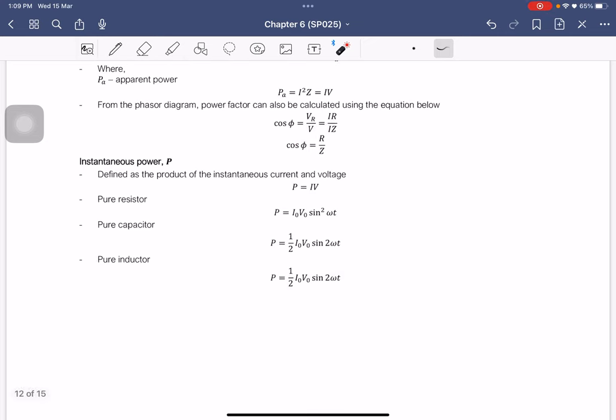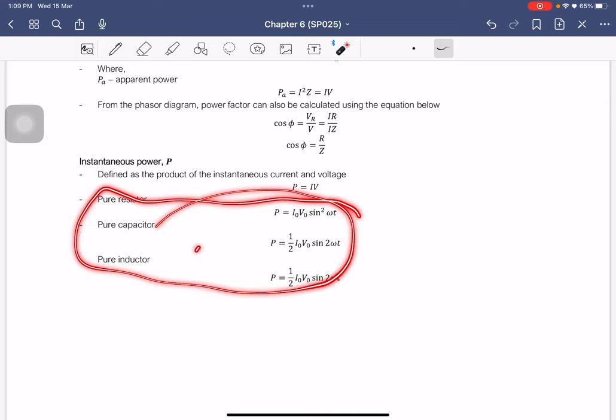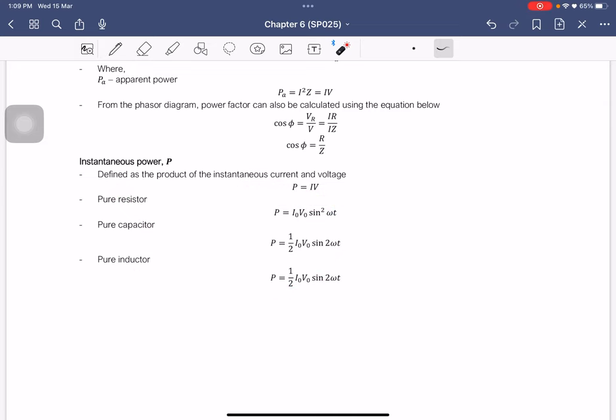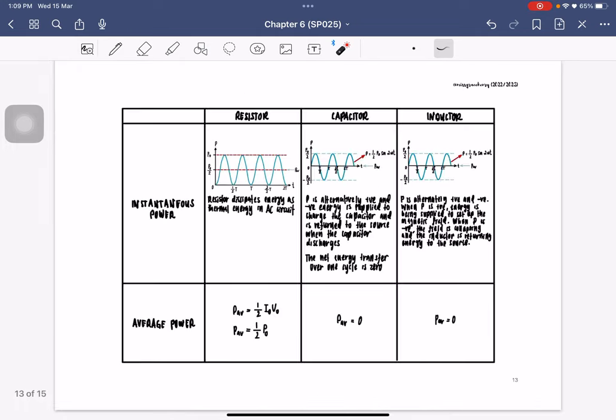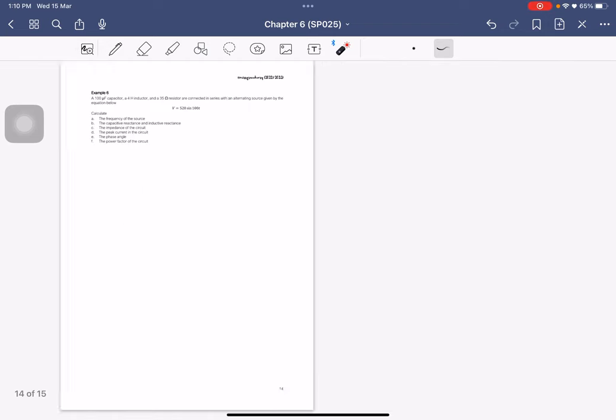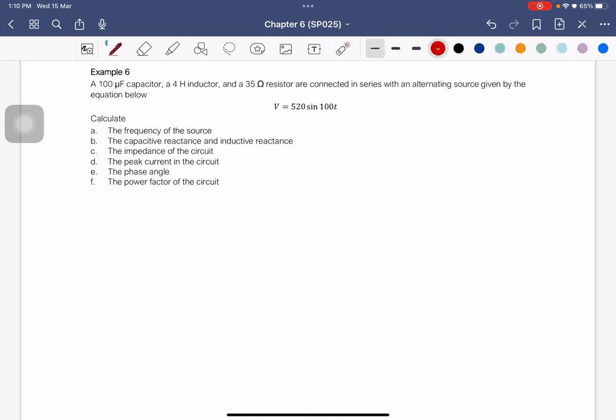Okay. Lepas tu we have instantaneous power, which is defined as the product of the instantaneous current and voltage. So ini adalah instantaneous power for each of this lah. Okay. So kalau kamu tengok the pure capacitor and pure inductor have the same formula. Okay. Right. And this is basically a summary for the instantaneous power and average power for resistor, capacitor, and inductor.